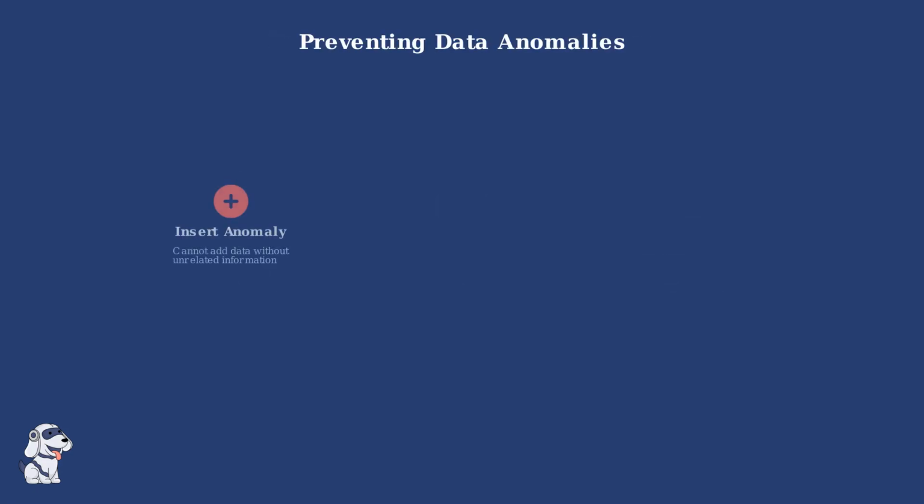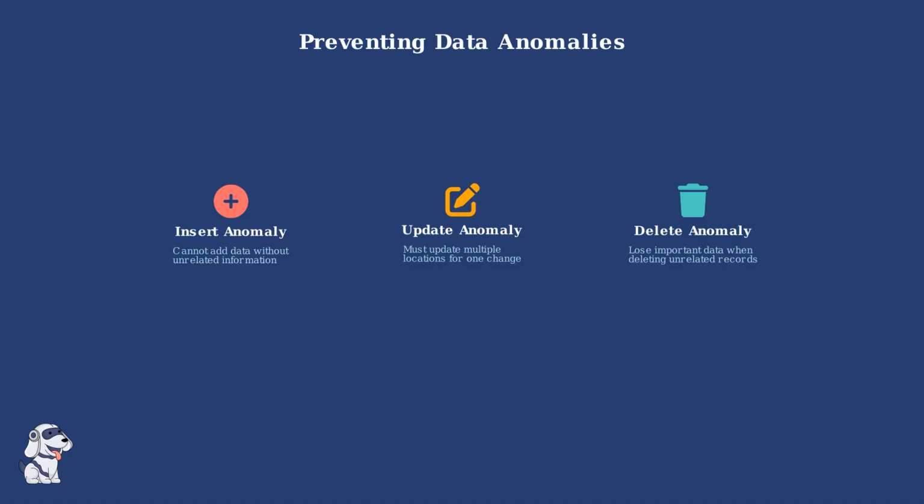Unnormalized databases suffer from three critical data anomalies. Insert anomalies prevent adding data without unrelated information. Update anomalies require changing multiple locations for a single logical change. Delete anomalies cause loss of important data when removing unrelated records.